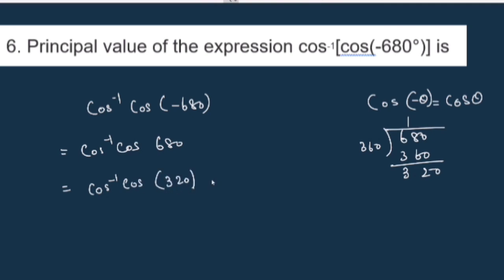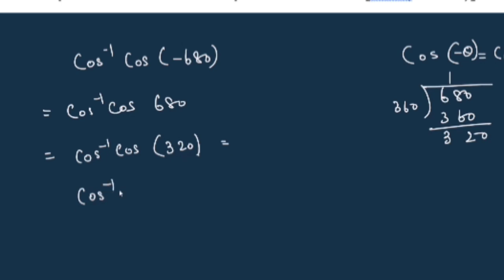We cannot write 320 here, because what is the range of cos inverse? It should be from 0 to pi. So you have to rewrite this. 320 is in the fourth quadrant, so you can write it as 360 minus 40.